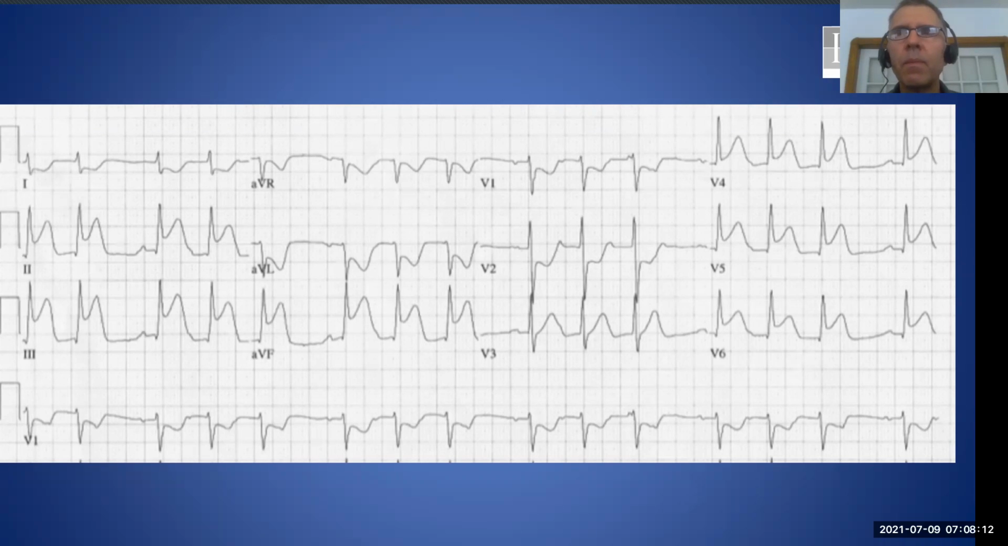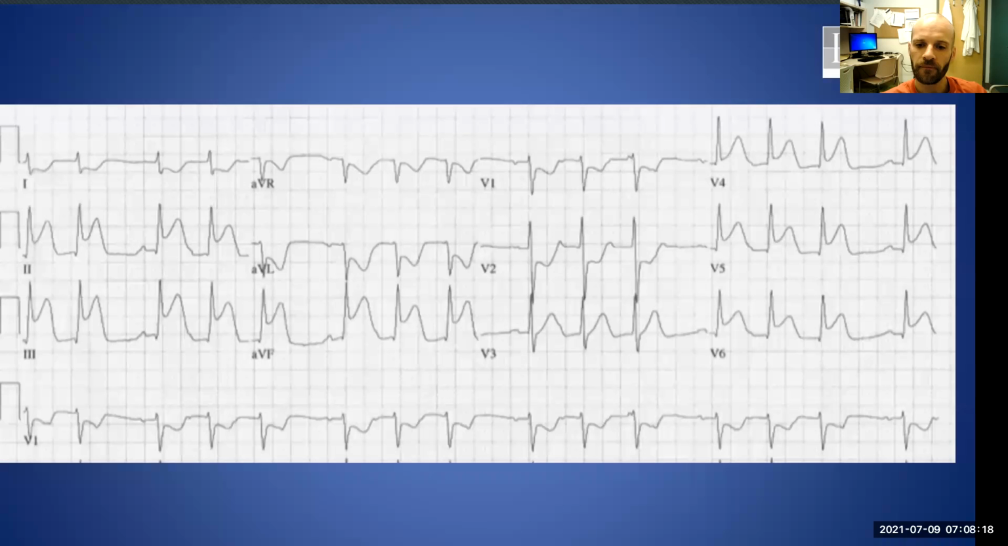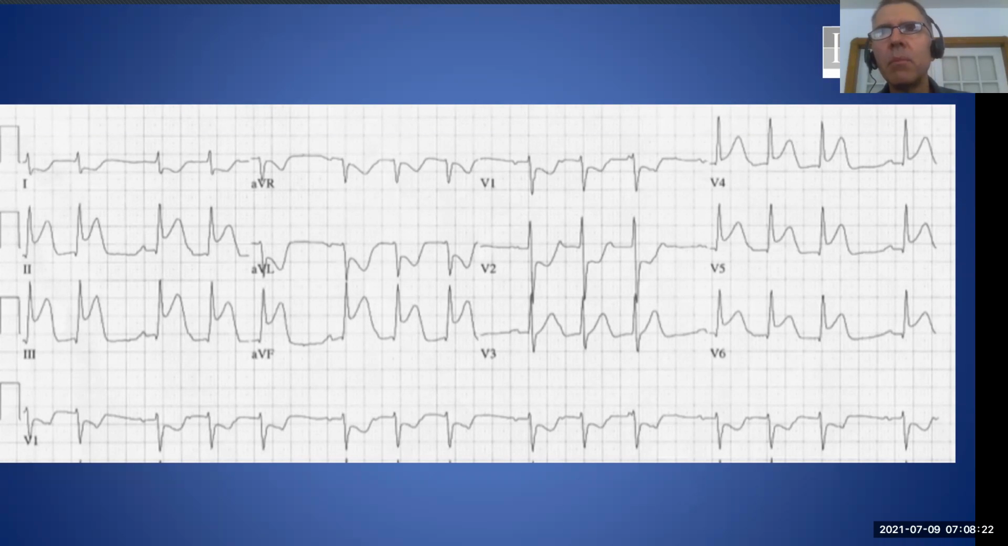Anything about the rhythm? Does it look like a normal rhythm? Well, it seems regular. Are you sure it's regular? Let's have a look at this rhythm strip. Yes, there is a gap. It seems as though it's after the second QRS. 2 beats gap, 3 beats gap, 3 beats gap. So it's not regular, is it?